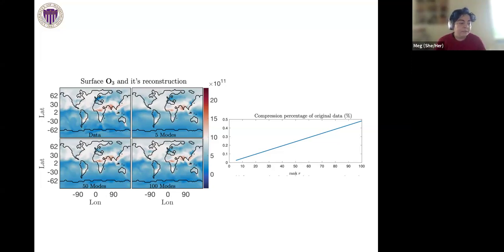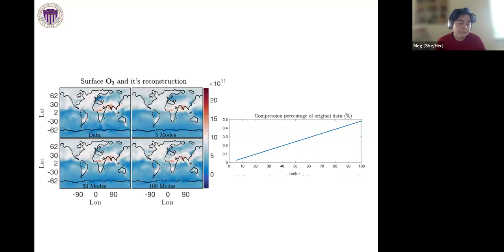And we can compute the high-dimensional reconstruction of the data using its low-rank representation. For instance, we show a reconstruction of the absolute concentration of surface ozone at a randomly selected time. This is the actual data, and this is a reconstruction using just 5 modes, 50 modes, and 100 modes. These reconstructions require only storing 0.025%, 0.25%, and 0.5% of the data, respectively, as opposed to the 87 million data points of the original annual surface ozone data.